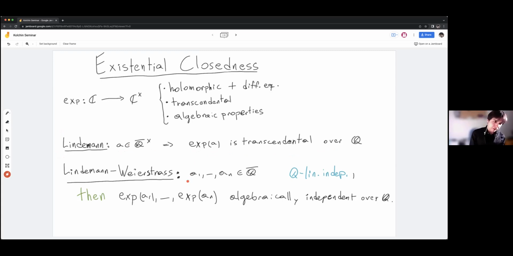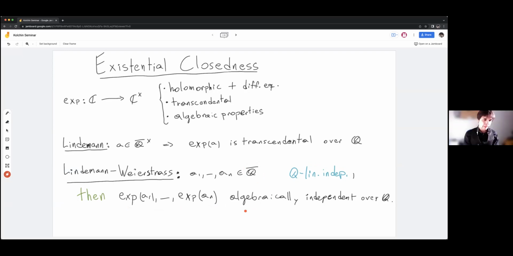Shortly after, Weierstrass expanded the theorem, and he considered finitely many algebraic numbers. And he said, okay, if those finitely many algebraic numbers happen to be Q-linearly independent, in the sense that you're looking at this field as if it were a Q-vector space, then the corresponding exponentials are algebraically independent over Q. Okay, so these are two very classical results about exponentiation to start us off.